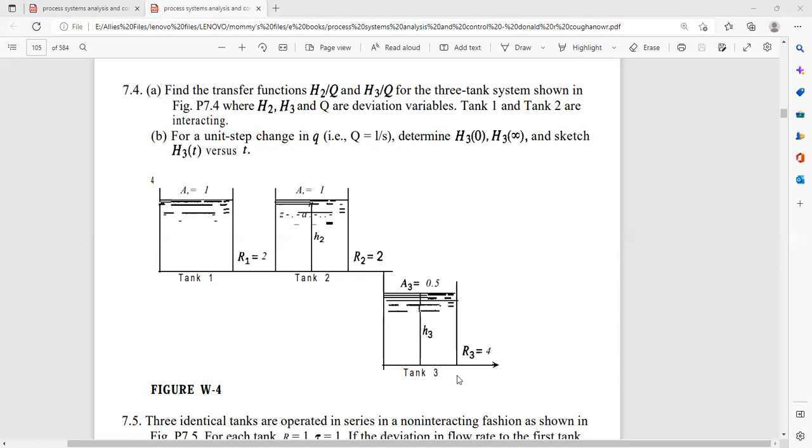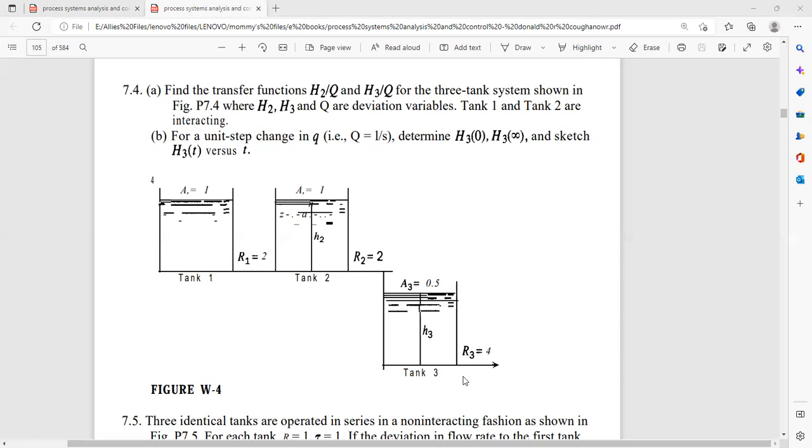So let me read the problem first. I suggest that while I'm reading this one, you take a screenshot, that way later when I show you the prepared solution, you can still go back to that copy of yours. So for letter A, you are asked to find the transfer functions H2 divided by Q, and H3 divided by Q for the three-tank system shown in the given figure, where H2, H3 and Q are all deviation variables. They are all deviation variables because they are written in capital letters already. Now, tank 1 and tank 2 are interacting. Tank 2 and tank 3 are non-interacting.